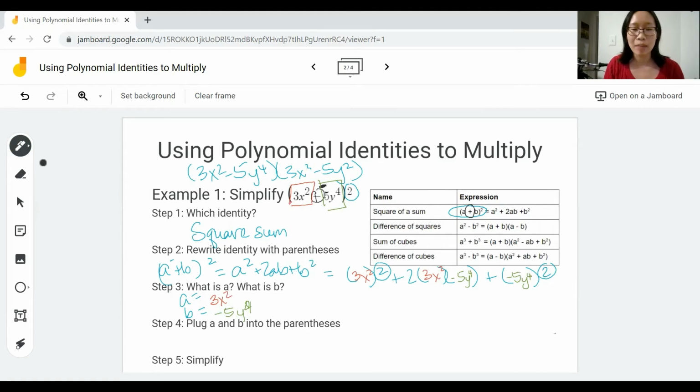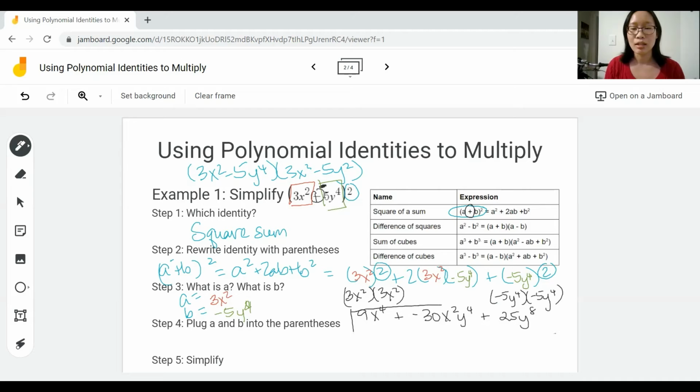Once I've plugged in my a and b, then all I have to do is simplify. So 3x squared, squared, is the same as 3x squared times 3x squared, which is 3 times 3 is 9, and x squared times x squared is x to the fourth. 2 times 3x squared times negative 5y to the fourth is 2 times 3 is 6, times negative 5 is negative 30, and then I have an x squared and a y to the fourth. And then the same thing, negative 5y to the fourth times negative 5y to the fourth is going to be a positive 25y to the eighth.